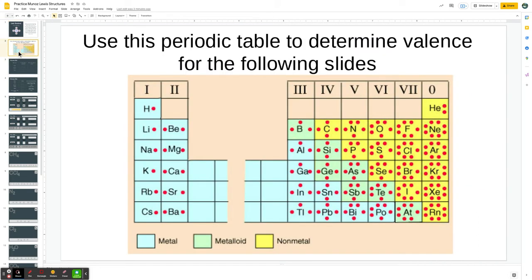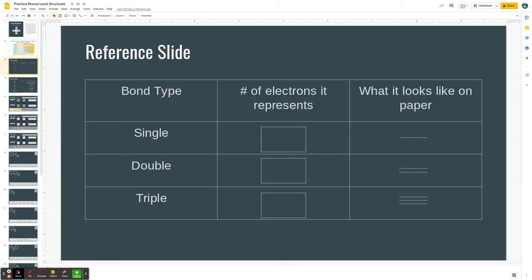The second slide is a slide that I've shown you before. This is just the starting Lewis structures for all the elements, how many valence electrons that they have. Slide 3 is just how many electrons are represented by a single, double, and triple bond.